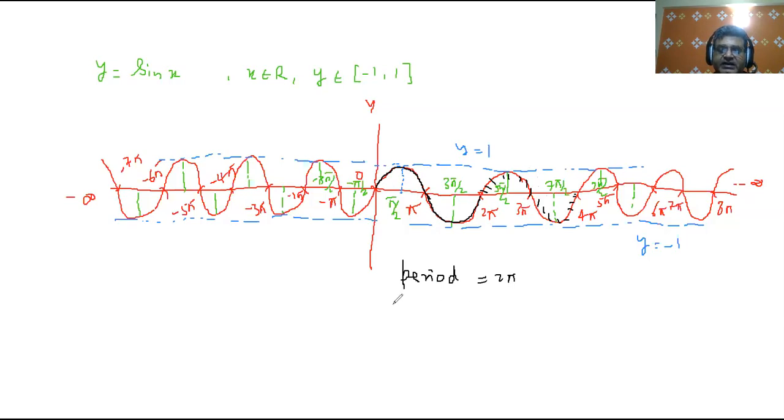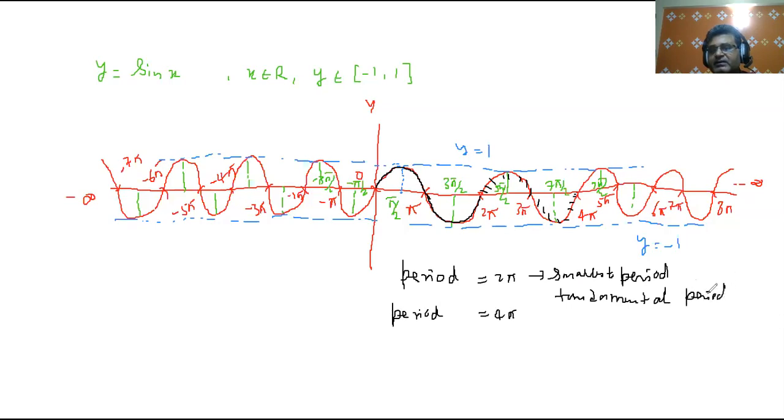You can say that the period can be equal to 4 pi also. Why? Because the whole graph up to 4 pi is repeating itself. But 2 pi is the smallest period, and this is known as the fundamental period. When we are talking about the period of a function, we are always talking about the fundamental period. So whenever we say what is the period of sin x, we say it is 2 pi, because it is the fundamental period, the smallest period.